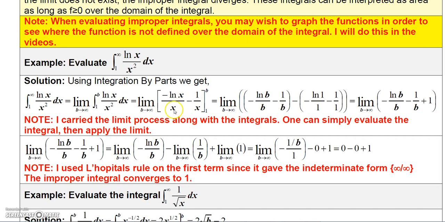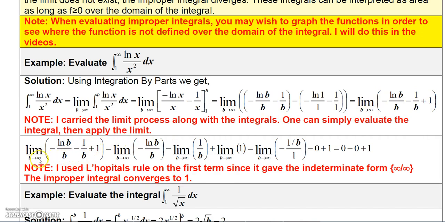Now, if we evaluate this at b, we'll get minus the natural log of b over b minus 1 over b. And then if we evaluate it at 1, we'll get minus the natural log of 1 minus 1. Since the natural log of 1 is 0, and we're subtracting here for this minus 1, we're going to get plus 1. So we get these two terms, and then plus 1. Now we want to take the limit of this as b approaches infinity.